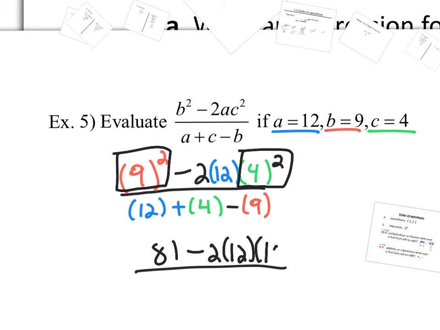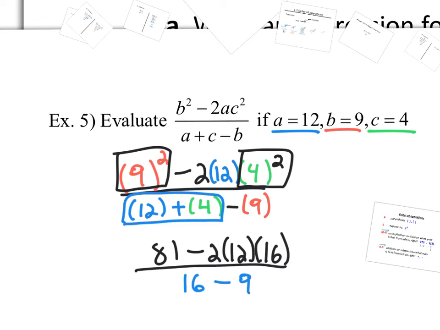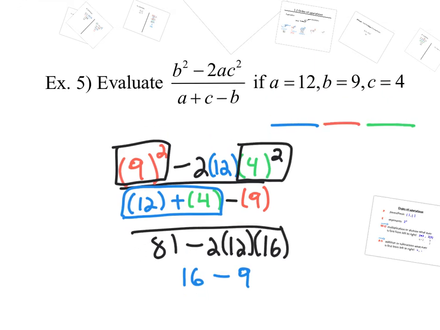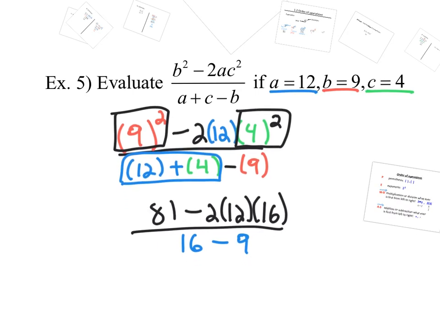So that's a 16. On the bottom, notice I don't have anything outside of the parentheses, but I am adding and I am subtracting. So I'm going to add, because that's the first from left to right. 12 plus 4 is 16. Minus, I don't need the parentheses around the 9 because I don't have anything outside. So I just put a 9 right there.